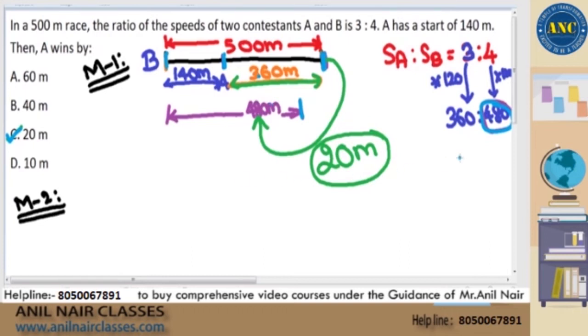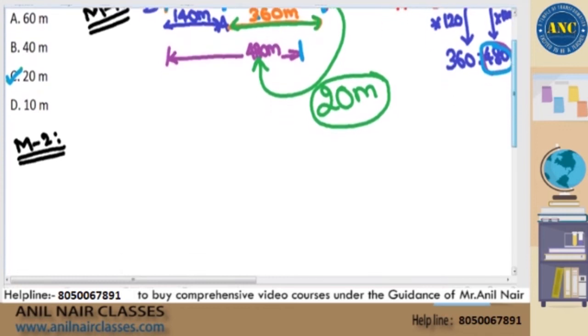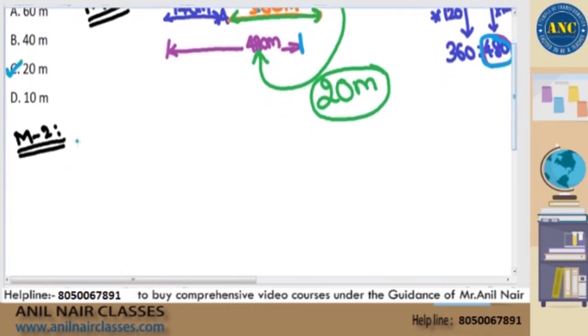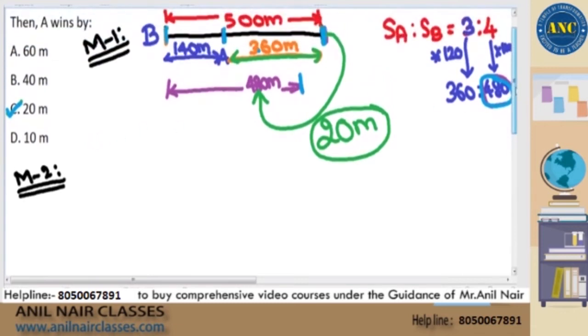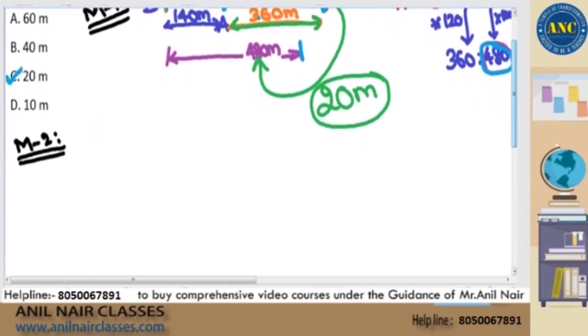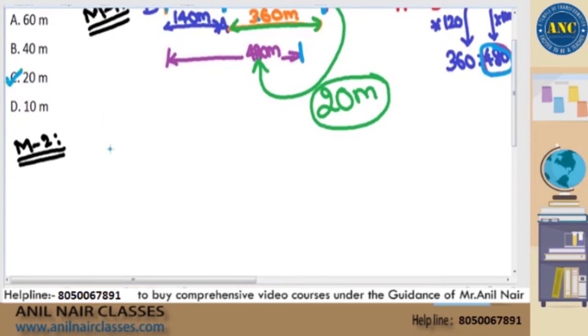Now see here, the other way of solving is by answer option. Suppose I pick it as 20. Question is, A wins by how many meters? Right? I am assuming that A is winning by 20 meters. So, if A is winning by 20 meters, that means A has already reached 500 meter mark. B has only reached how much? B has only reached 480 mark, right? B has only reached 480 mark. So B is at 480.